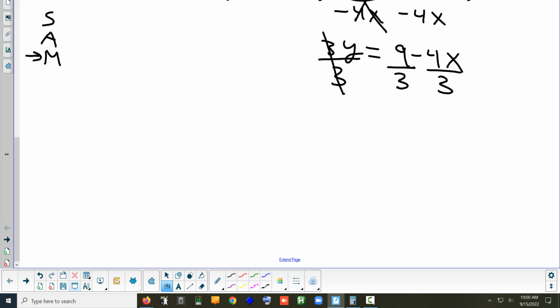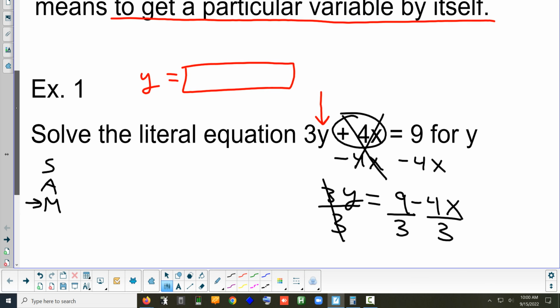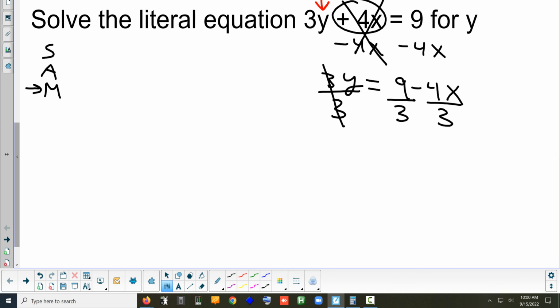That's gone. So now the only thing we have on the left-hand side is what they want. It said to solve for what? Well, we've done it. Y equals, and then simplify what you can. What's 9 divided by 3? Yep. 3. Minus. And the way we usually write this part at the end is 4/3.